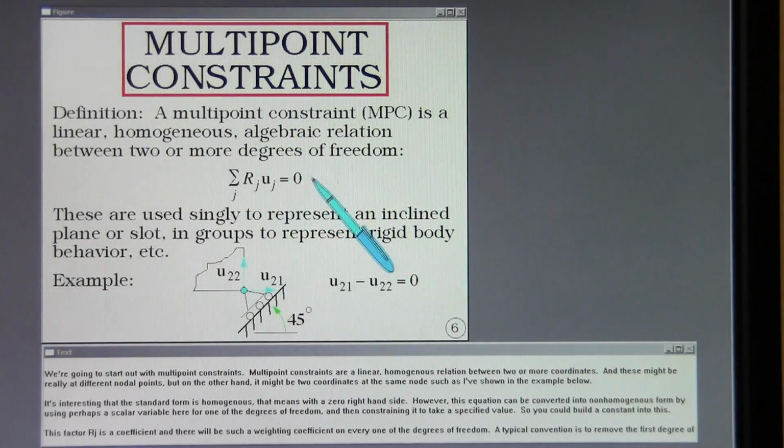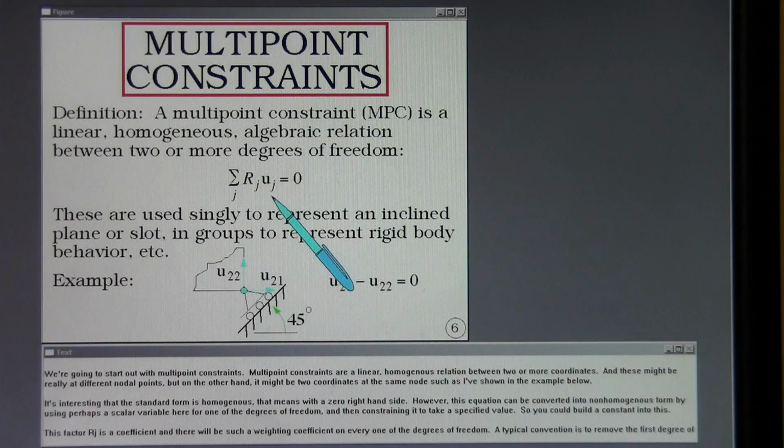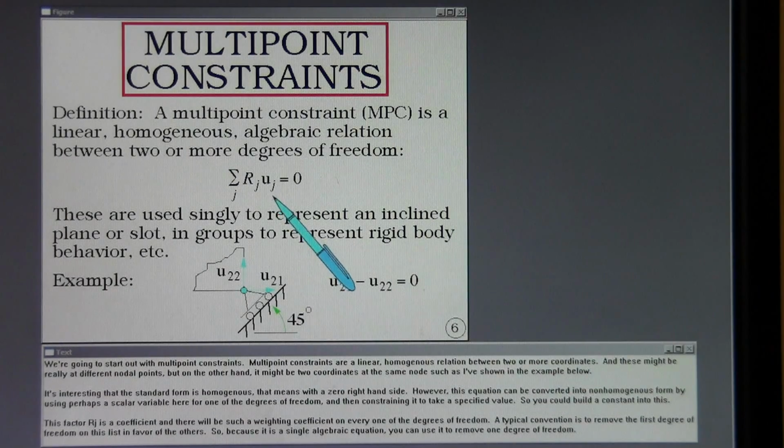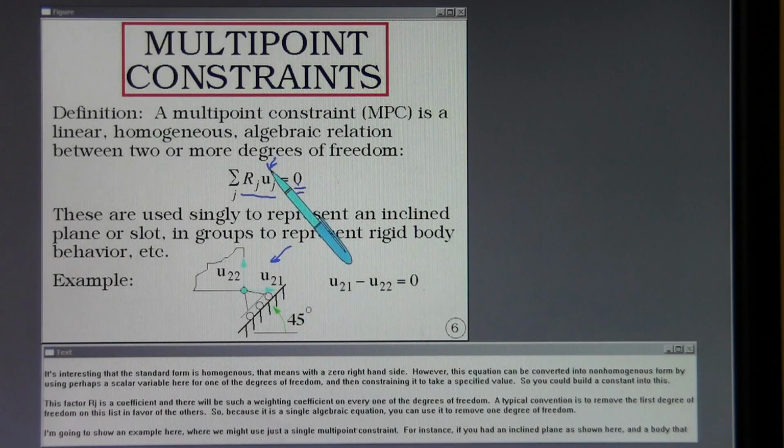Multipoint constraints are a linear homogeneous relation between two or more coordinates. And these might be really at different nodal points, but on the other hand, it might be two coordinates at the same node, such as I've shown in the example below. It's interesting that the standard form is homogeneous. That means with a zero right-hand side. However, this equation can be converted into non-homogeneous form by using perhaps a scalar variable here for one of the degrees of freedom and then constraining it to take a specified value. So you could build a constant into this.